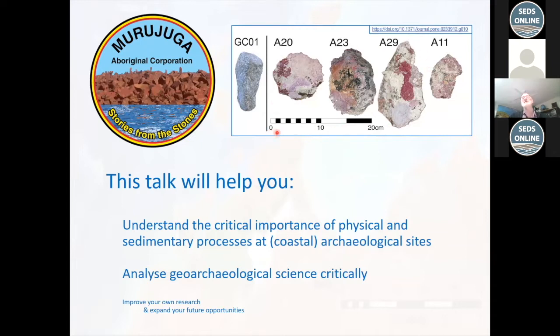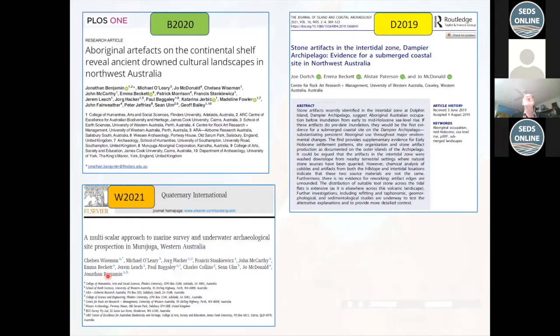But note the scale of these. These are 5 to 10 centimeters across, some of them a bit bigger, so they're cobbles and pebbles. And if I was an industry, I'd be saying, here's my value proposition. My value proposition is that this talk will help you do two things. And I might just let you read those two things. And the third thing, which I hope you'll get from every seminar you go to, you'll consider maybe how to improve your own research. And in this case, I think as sedimentologists, there are opportunities for you to expand your future work. So these are the three papers involved.